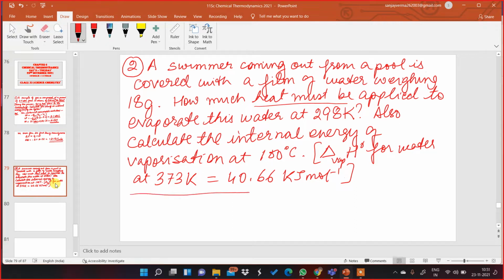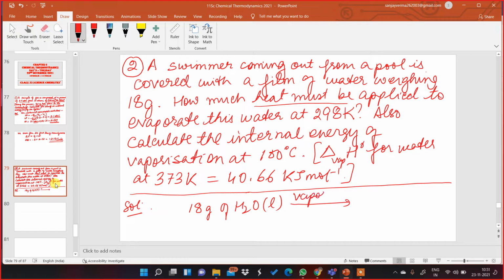That is the question. So, solution part. Copy down the question, and I'll remove this slide and go to the next slide. For the solution part, it is always advisable to write down the information given. 18 grams of water in liquid state is being vaporized to 18 grams of water vapor. This is the main thing over here.